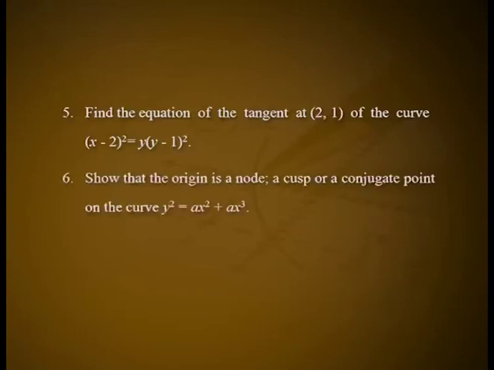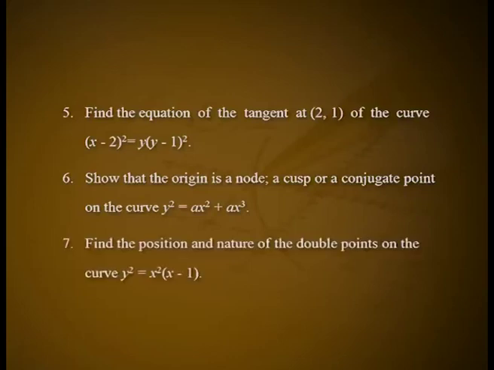Sixth one, show that the origin is a node, a cusp or a conjugate point on the curve y² = ax² + ax³. Seventh one, find the position and nature of the double points on the curve y² = x²(x − 1).